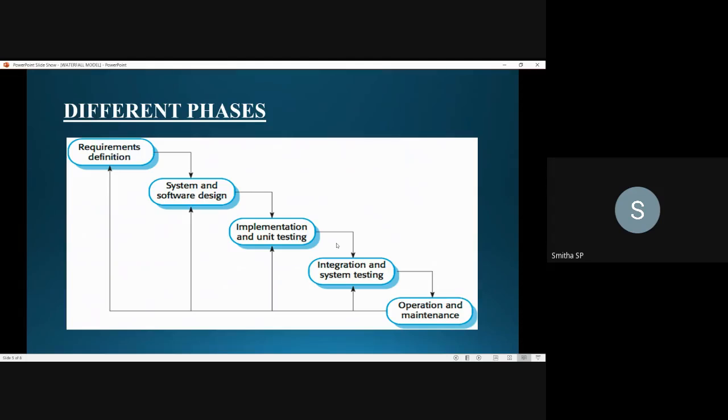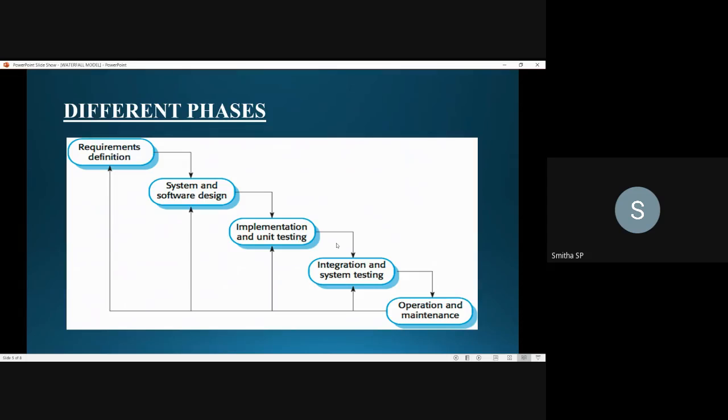Once the requirements are analyzed, we move on to the next phase, that is the system and software design phase. In this phase, the system design process allocates the requirements to either hardware or software systems by establishing an overall architecture of the system. The software design involves identifying and describing the fundamental software system abstractions and their relationships.